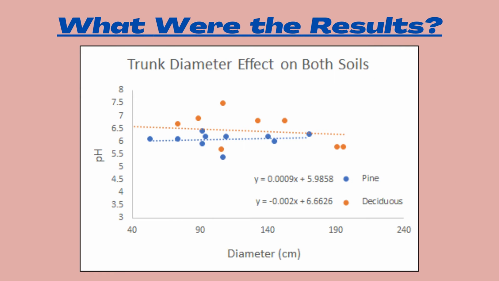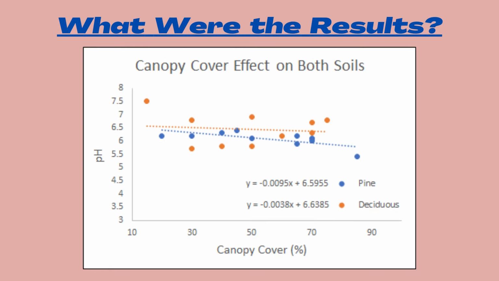When comparing trunk diameter to the soil pH values of both trees, we saw little trend in either tree type. This data suggests that a larger trunk diameter does not enable either tree type to better influence soil acidity. When comparing canopy cover to the soil pH values of both trees, we saw a slight negative trend. However, the slope values were near zero, suggesting that canopy cover generally has no effect on a tree's ability to influence soil pH.